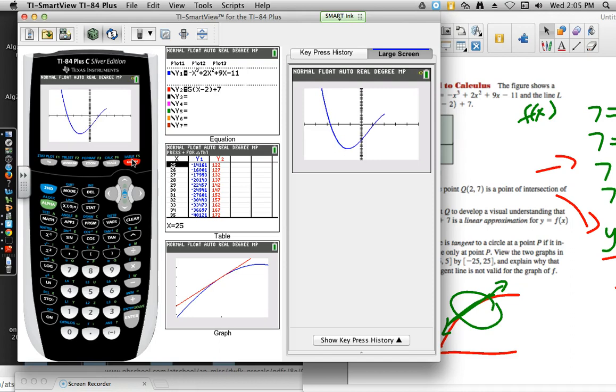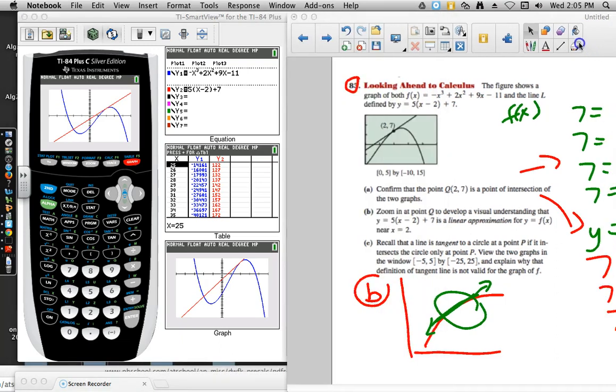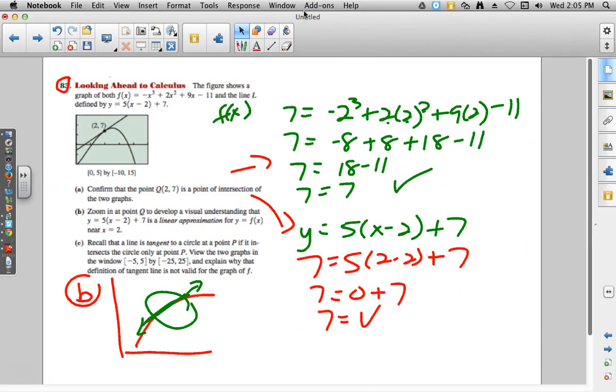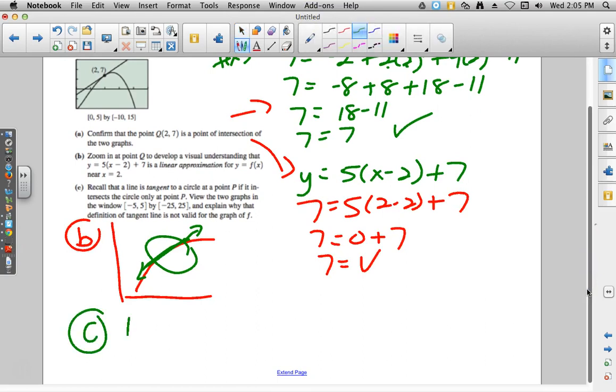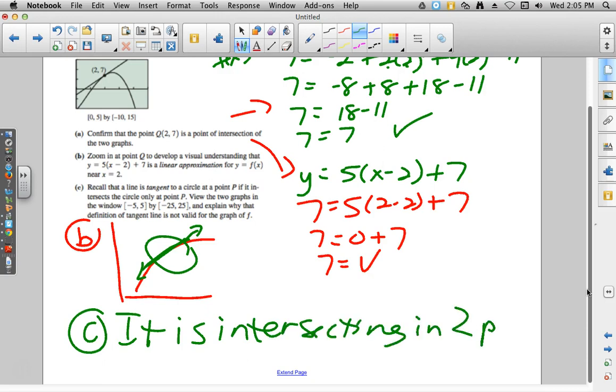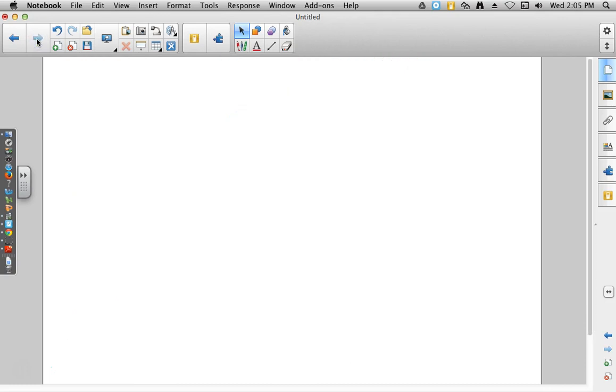And lo and behold, we will see there are actually two intersections. A tangent is supposed to intersect in just one point. This is intersecting in 2 points. So C, it is intersecting in 2 points. That's why that does not meet that definition. And I believe that is the last one. That's it.